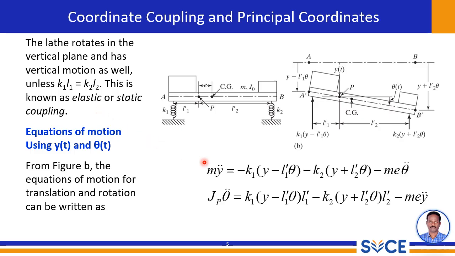Look at the displacement of the springs. The first spring displacement is y minus L1 theta. The second spring is y plus L2 theta. This expression shows how both vertical and rotational displacements contribute to the spring deformation.